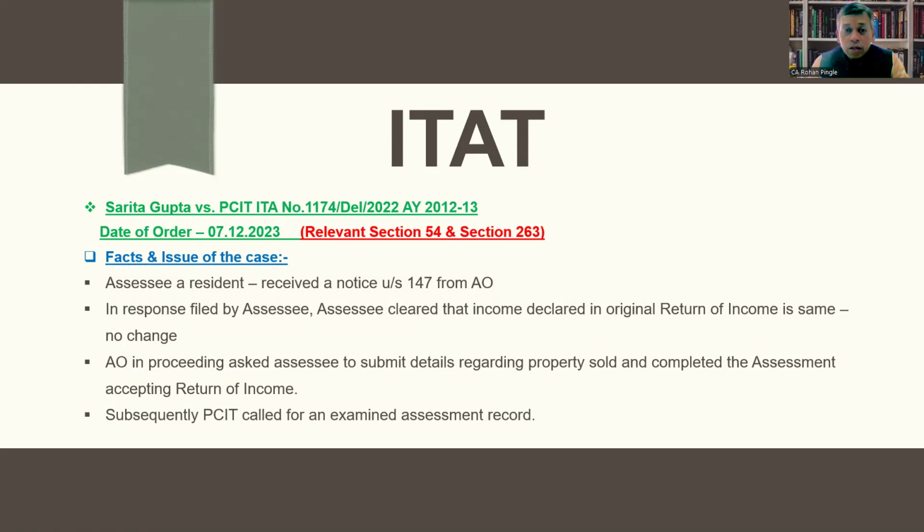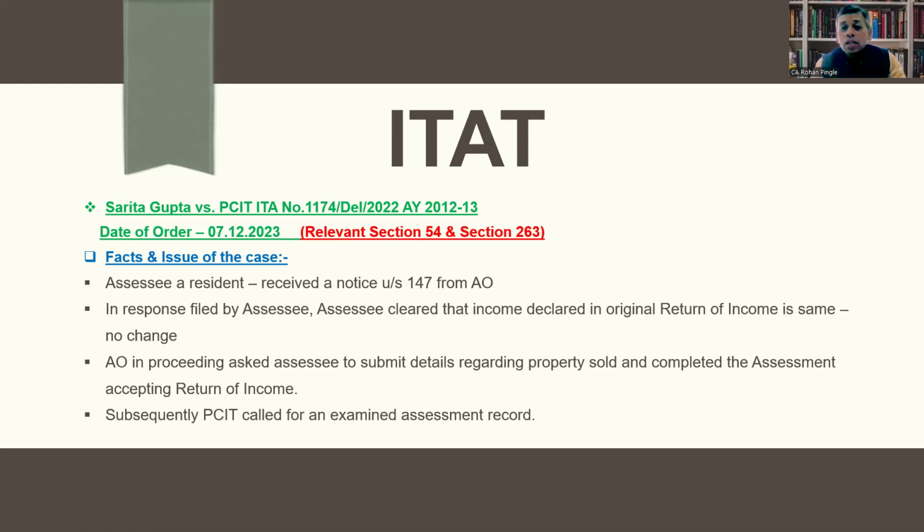The assessee is a resident who received a notice under section 147 from the assessing officer. The response filed by the assessee clarified that the income declared in the original return of income is the same, no change. So they have to consider the original return as it is, what the assessee said in response. The AO in the proceeding asked the assessee to submit details regarding the property sold and completed the assessment accepting the return of income.